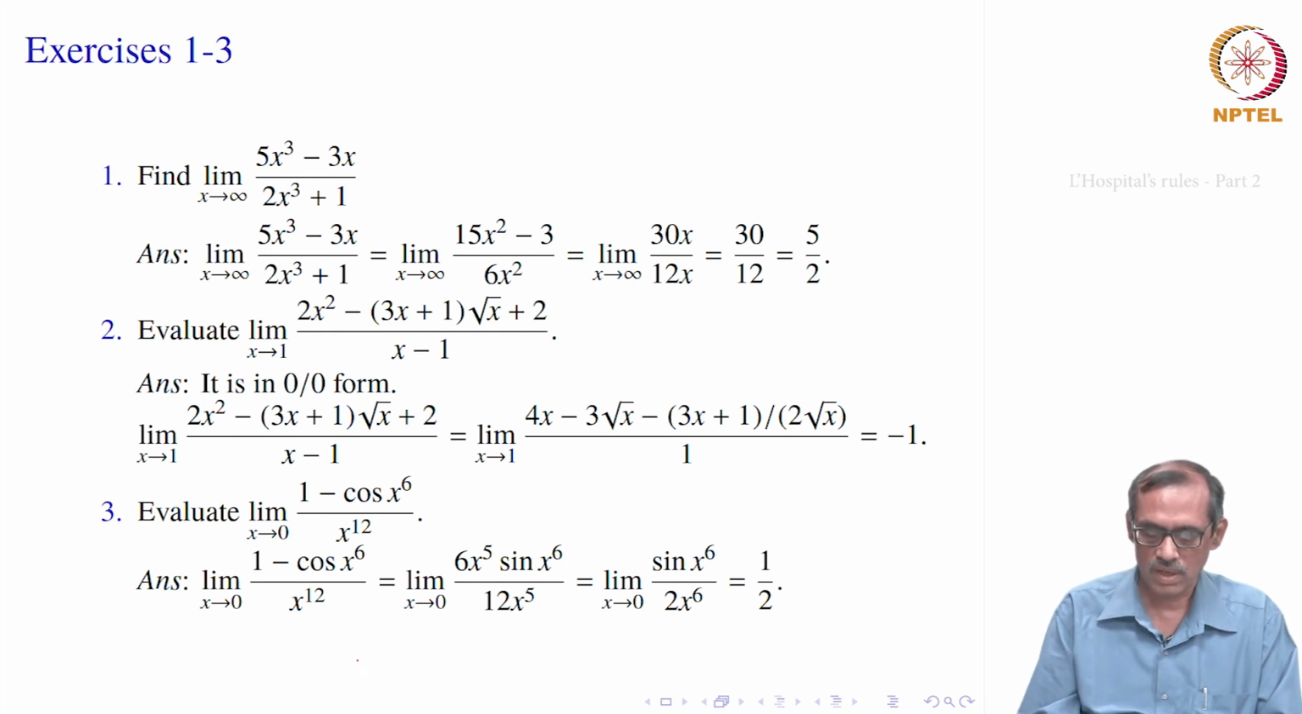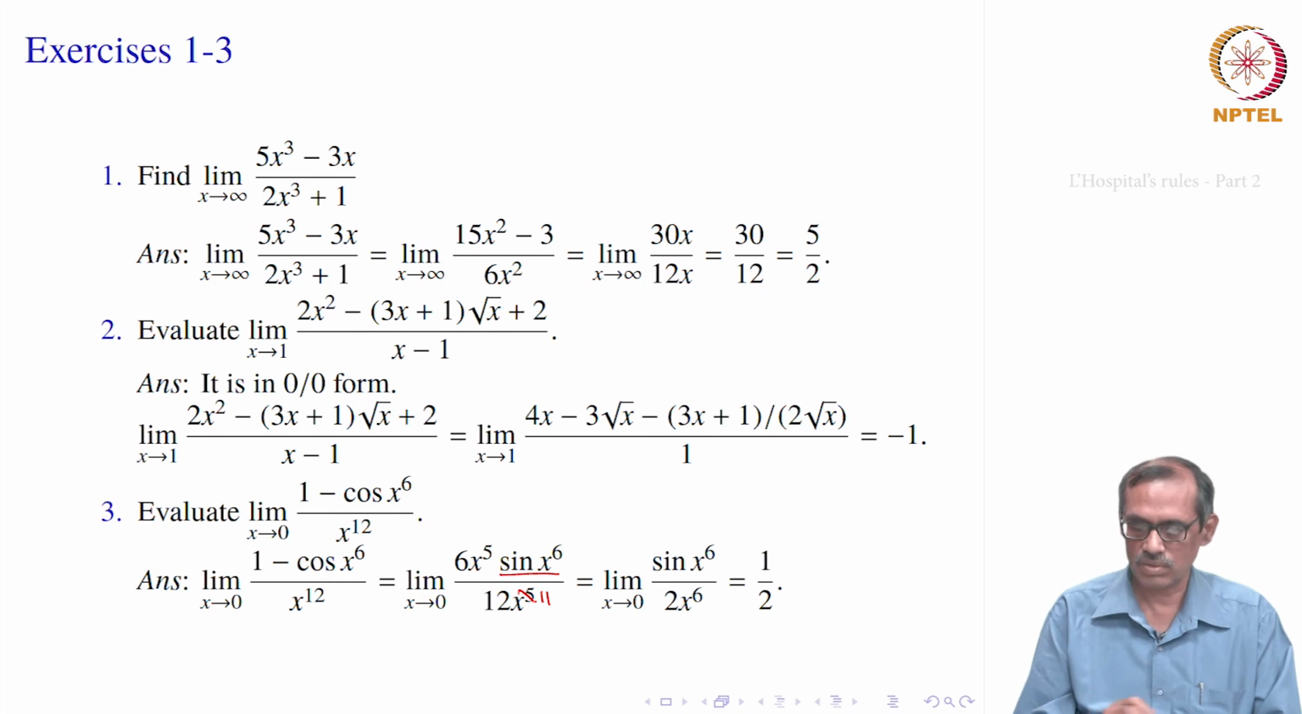We apply L'Hopital's rule. So, derivative of 1 is 0, and minus cosine of t gives sin t. So, it is sin of x to the power 6 into dt by dx, which is 6 x to the power 5, and the denominator is 12 into x to the power 11, right. Now, this is sin x to the power 6 times 6 x to the power 5, by 12 x to the power 11.